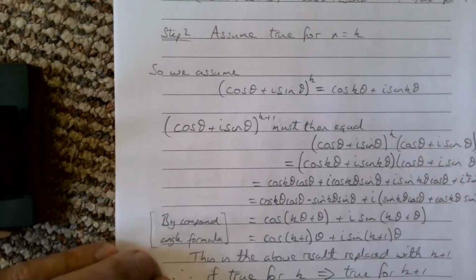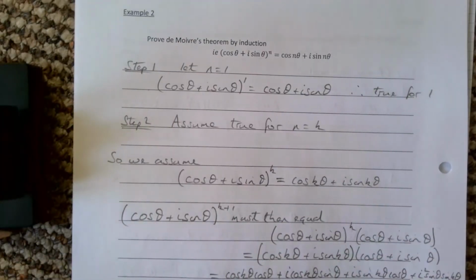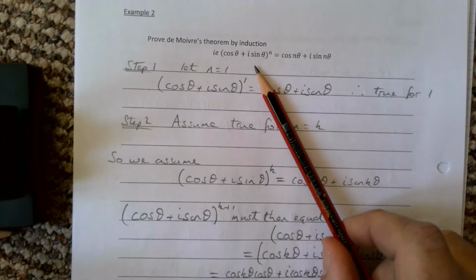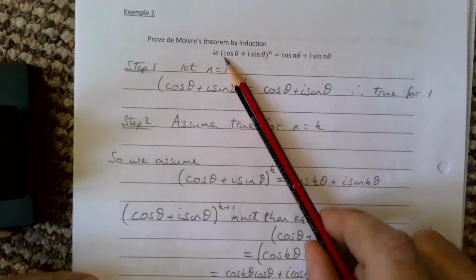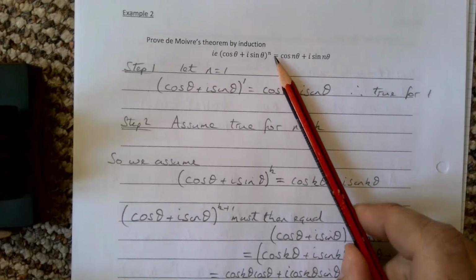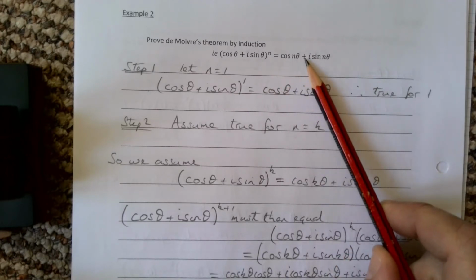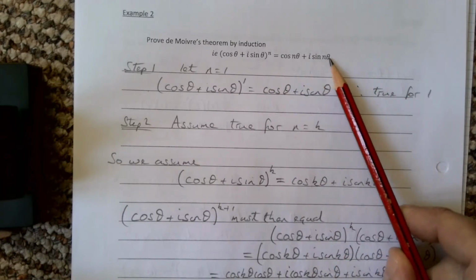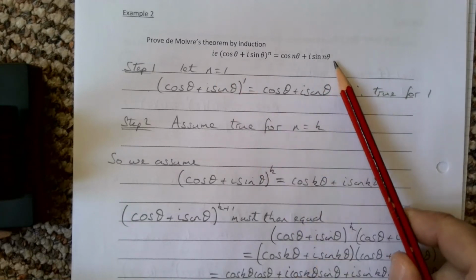Prove the De Moivre theorem by induction. This is the De Moivre theorem here. You'll meet it a little bit later on. In fact, I think you maybe met it last year. (cos theta plus i sine theta) to the power of n equals cos n theta plus i sine n theta. We're going to try and prove this using induction.